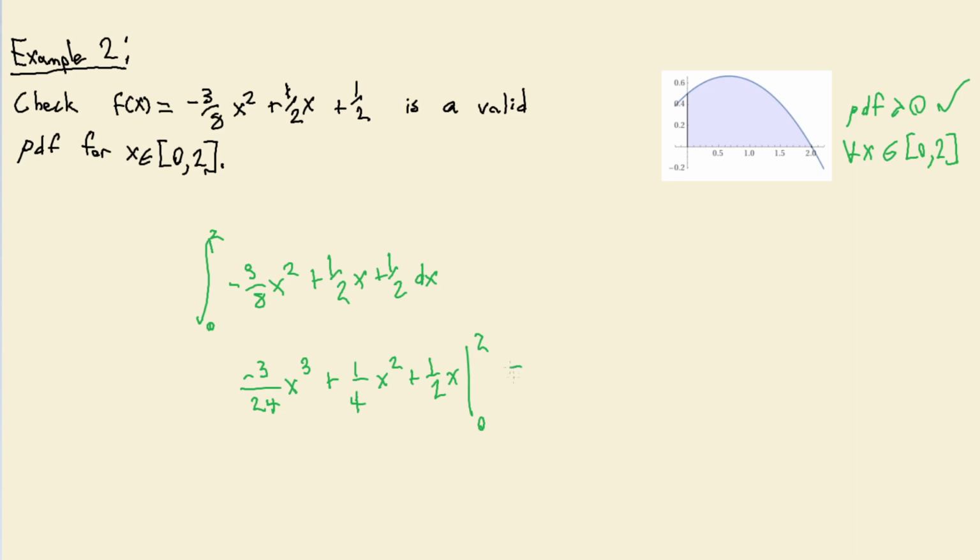And so what is this going to give us? It's going to give us 8 times negative 3, just negative 24 over 24, that's negative 1. And we have 2 times 2 is 4 over 4, that's going to be 1, plus 1. And we have plus 1/2 of 2, that's just plus 1. So these will cancel, and we're left with 1. So our second assumption is met, and so it meets both of our assumptions, and this is a valid PDF.